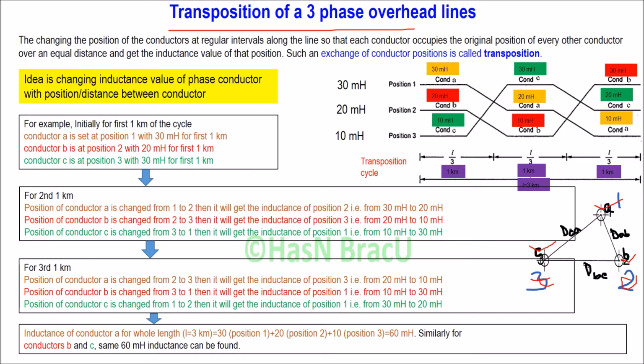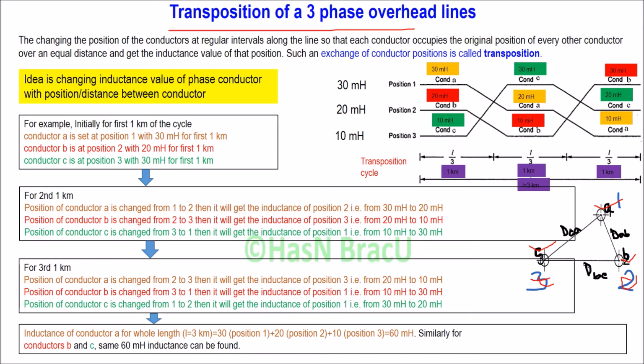As we know, the value of inductance of a phase conductor changes with the distance, or with the position, we can say. So transposition is such a way that each of these phase conductors, phase A, phase B, and phase C, will occupy each of the positions at a certain interval of transmission line length. Let's say phase A is at position 1, so it will occupy position 2 and position 3 after a certain interval of transmission line length.